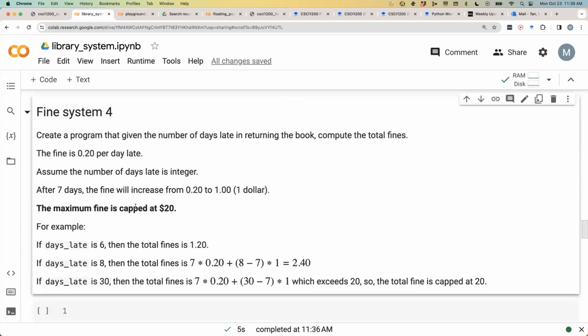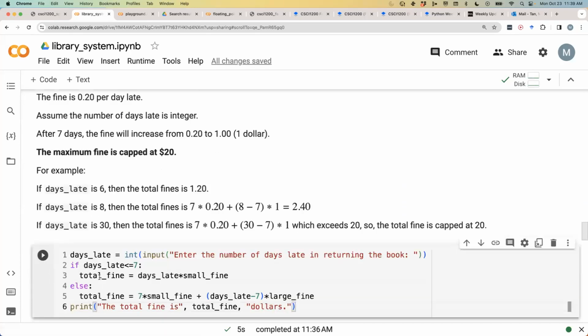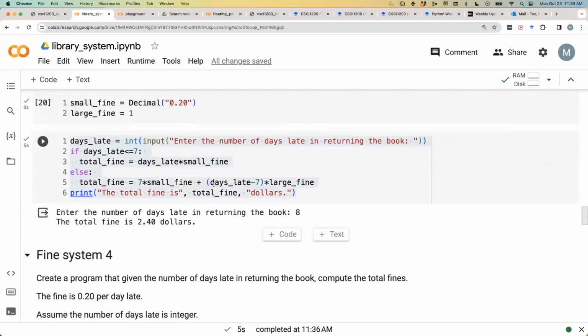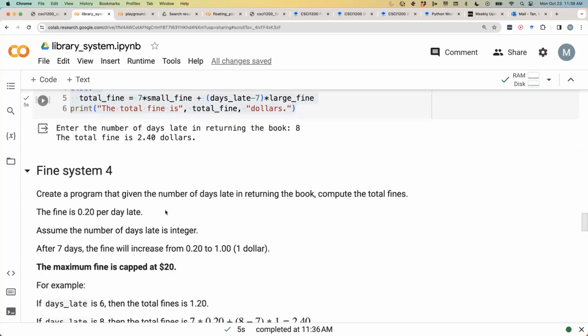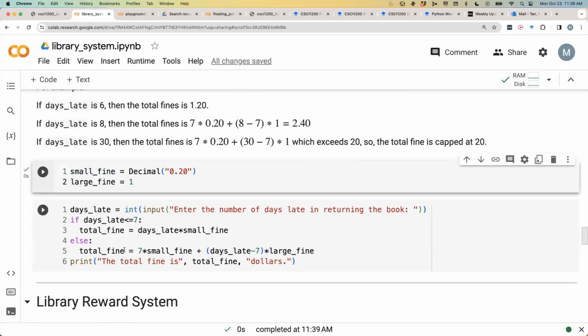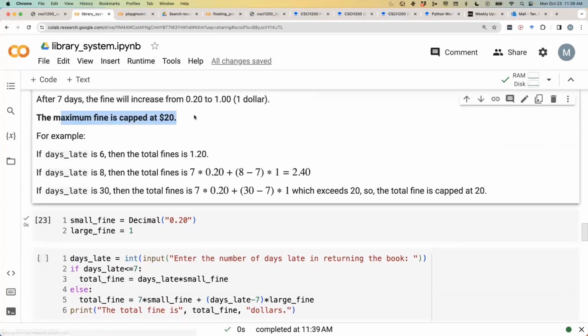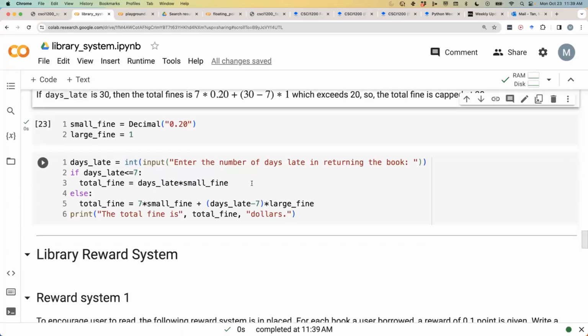Okay, so let's do this. Again, we have a small fine and we have a large fine. And we have days late. If the days late is less than or equal to 7, we have this, else this, and so on. However, we have this additional requirement that the maximum fine is kept at $20. So how do we do this?